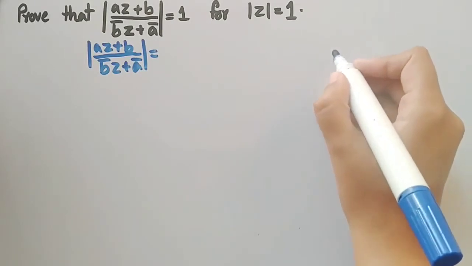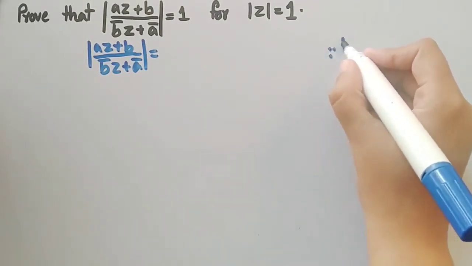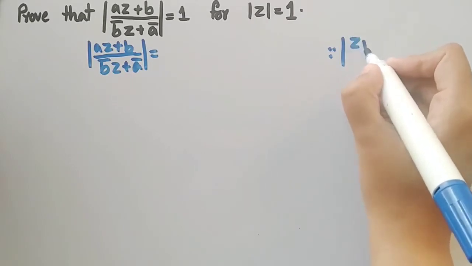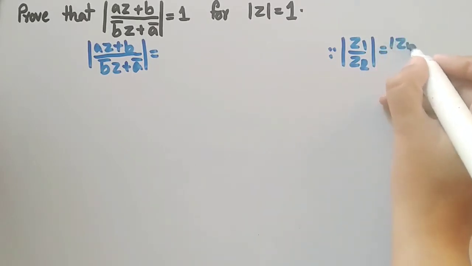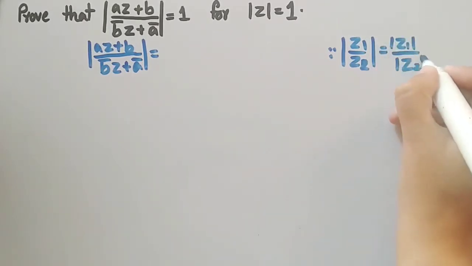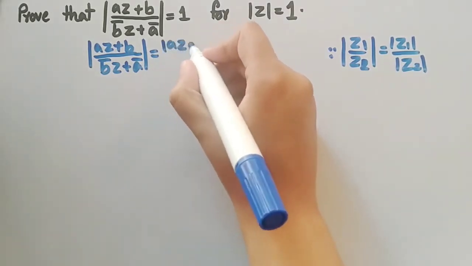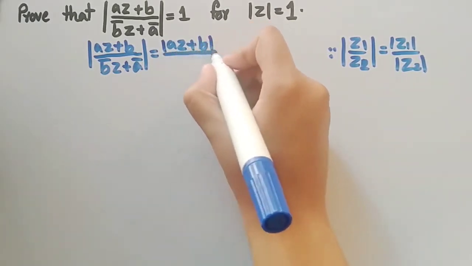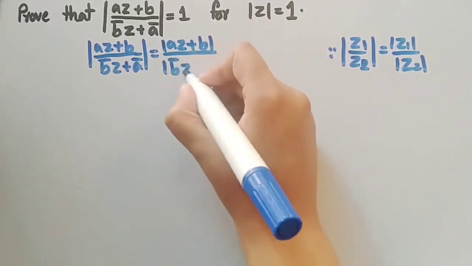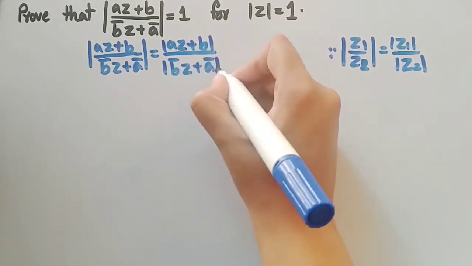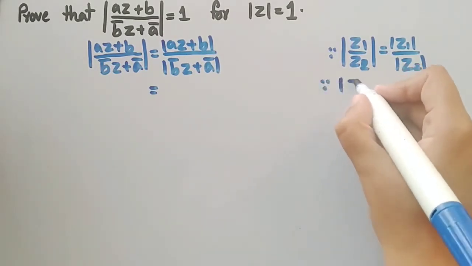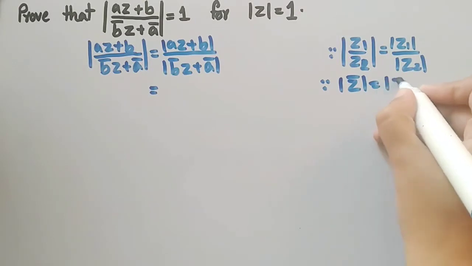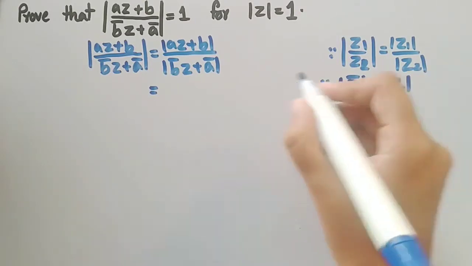From the properties of complex numbers, we know that for any two complex numbers z1 and z2, mod of z1 divided by z2 is equal to mod of z1 divided by mod of z2. So we can write this expression as mod of (az + b) divided by mod of (b conjugate z + a conjugate). And also we know that for any complex number z, mod of z conjugate is equal to mod of z. We will use this property in the denominator.